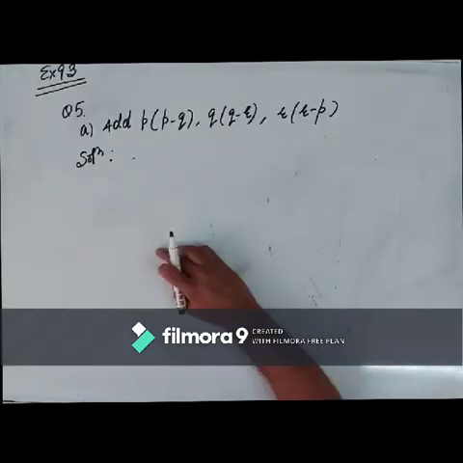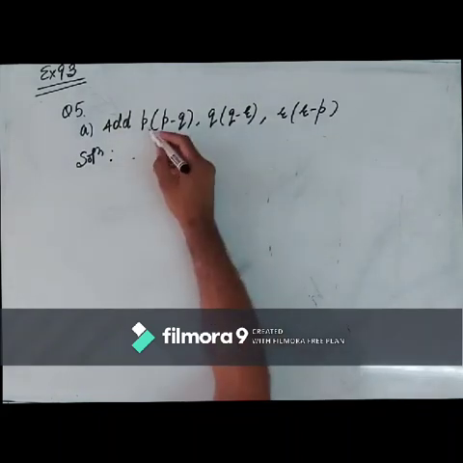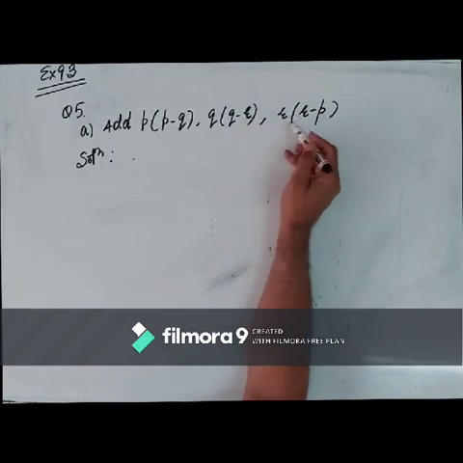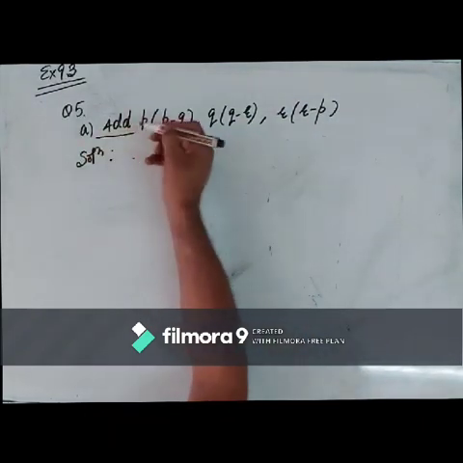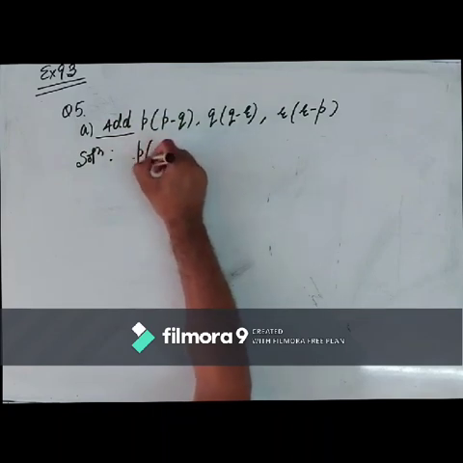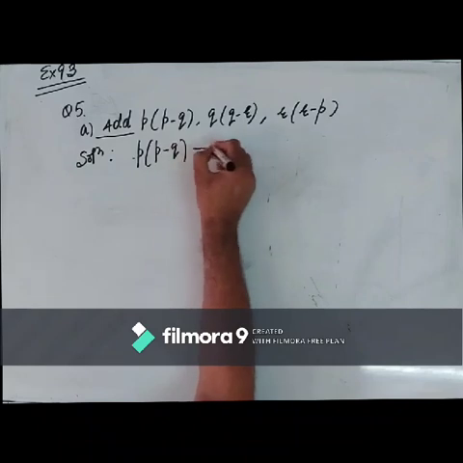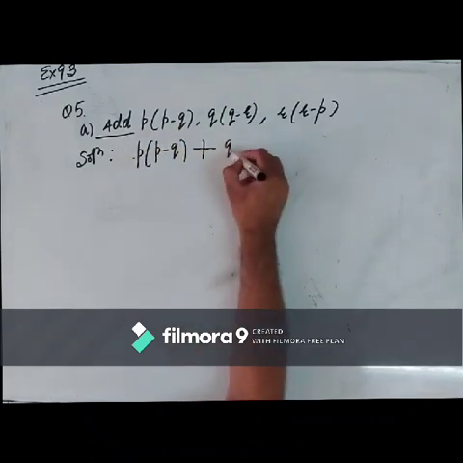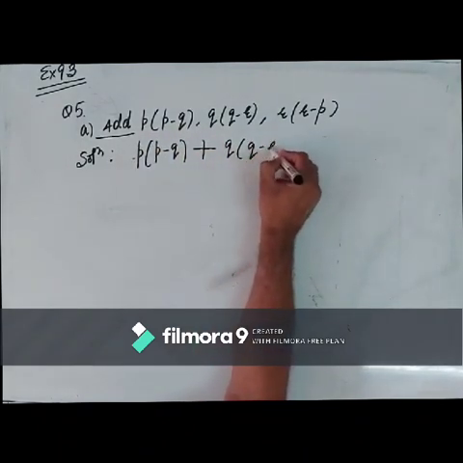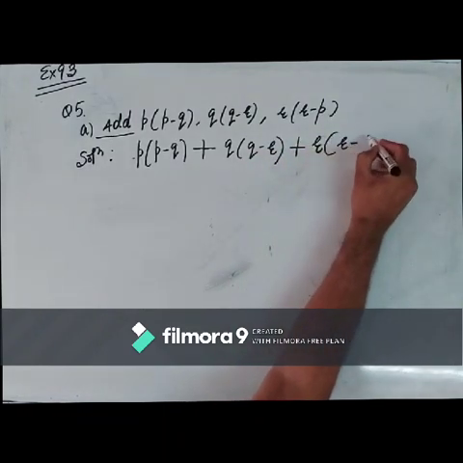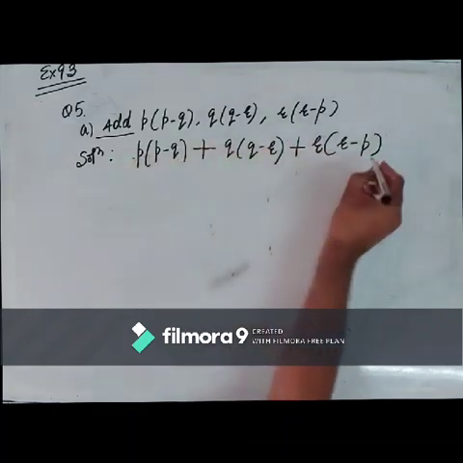Question number 5 says, add p into p minus q, q into q minus r, and r into r minus p. So look, how do we do? Add is written, so we will put p into p minus q, and plus sign we have here, q into q minus r, and again plus sign we have r into r minus p. So we are doing the addition here.